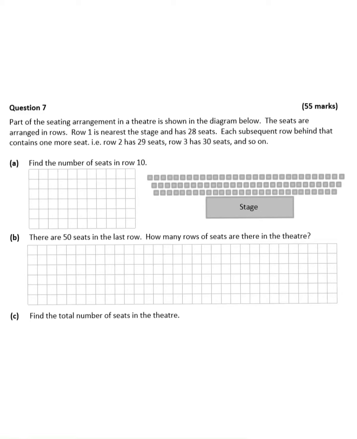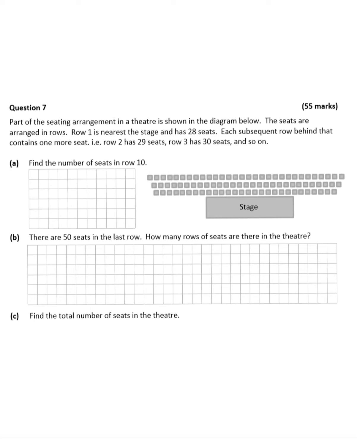In question 7, we have a sequences and series question. Part of the seating arrangement in a theatre is shown in the diagram below. The seats are arranged in rows. Row 1 is nearest the stage and it has 28 seats. Each subsequent row behind that contains one more seat. So row 2 has 29 seats, row 3 has 30 seats, and so on.